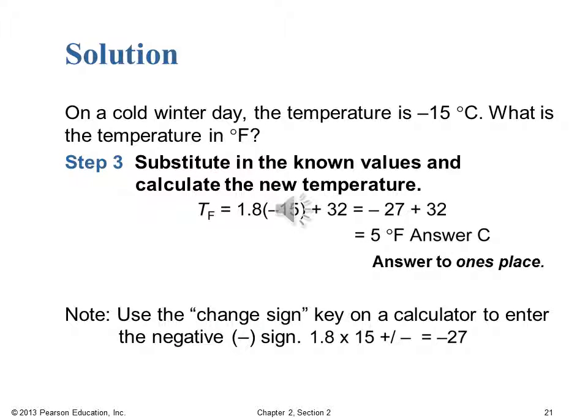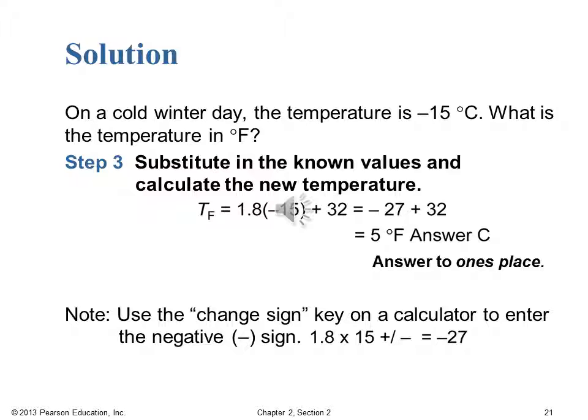Alright, so in step 3, we're substituting in that value, the minus 15, and we see that the product at least of the 1.8 times the minus 15 gives us a minus 27. When we add 32 to that, we get a positive 5. And because of the addition subtraction rules at the end, we're taking it to the ones place. We're not doing the multiplication division rules, even though that is a part of it. We're finally adding at the end, and so we're doing the addition subtraction rules. So we end up with the ones place, just like the minus 15 degrees Celsius was to the ones place. So 5 degrees F, answer choice C is our best answer.